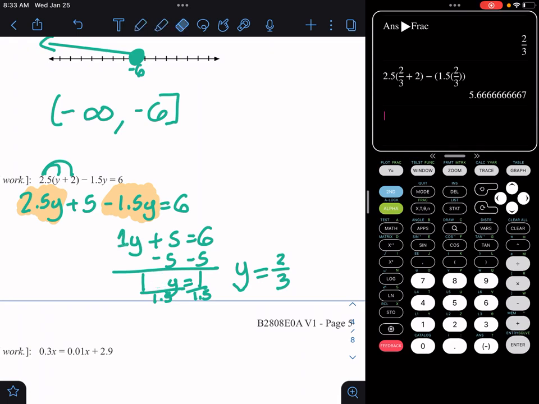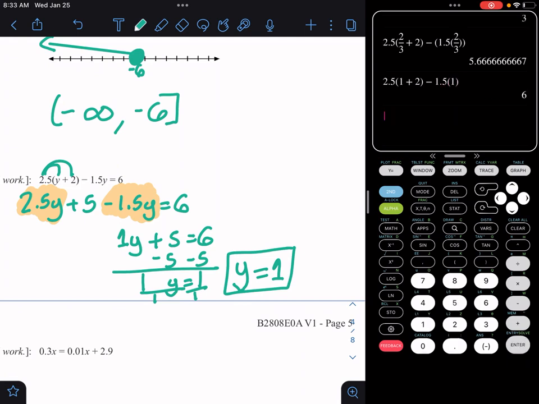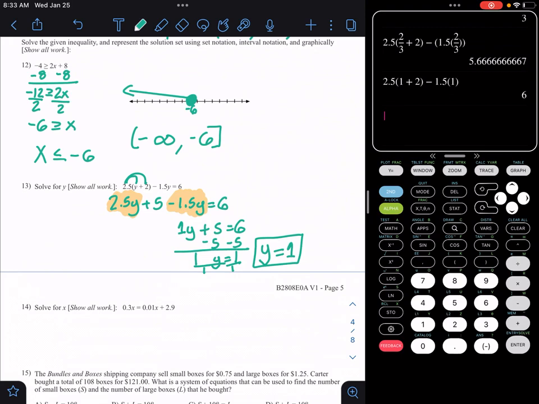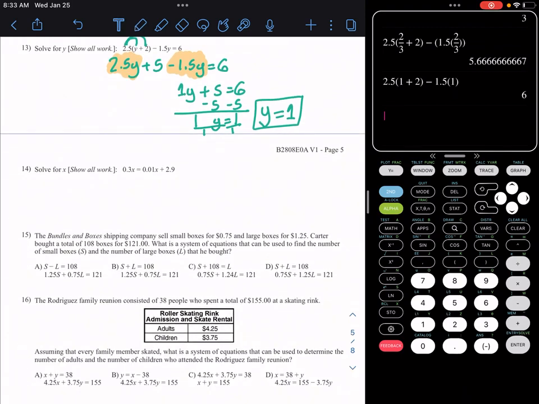See, this is why it's so important to check. And 1 divided by 1 is just 1. Now let's see if this is correct. 2.5 parentheses 1 plus 2 minus 1.5 times 1. That's correct. See? Very, very important to check. Alright, let's look at this next problem.